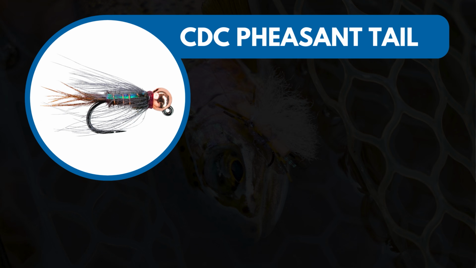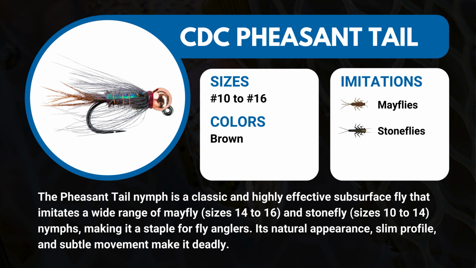For nymphs, there are 3 classics that stand out. First is the pheasant tail. Its iconic shape makes it extremely versatile. In smaller sizes, it can imitate mayflies, and in larger sizes, it can pass as a stonefly. Definitely belongs in your box.